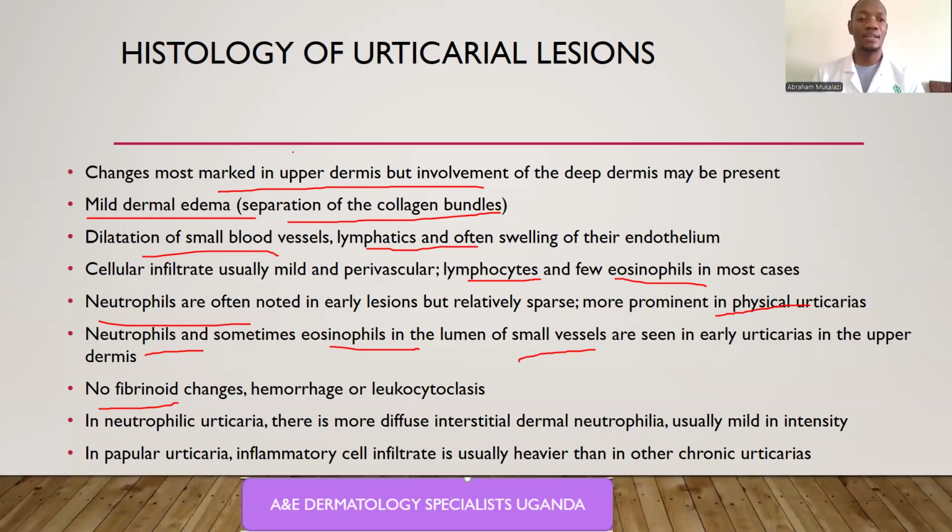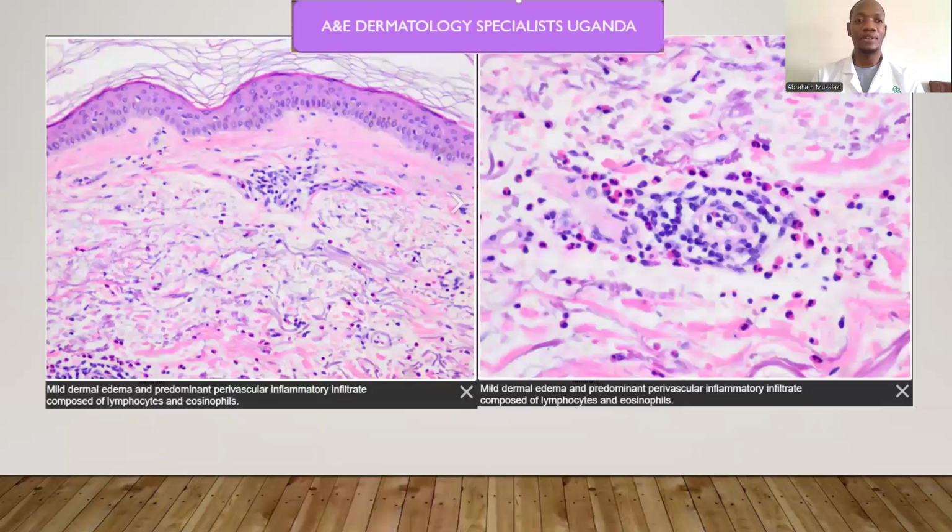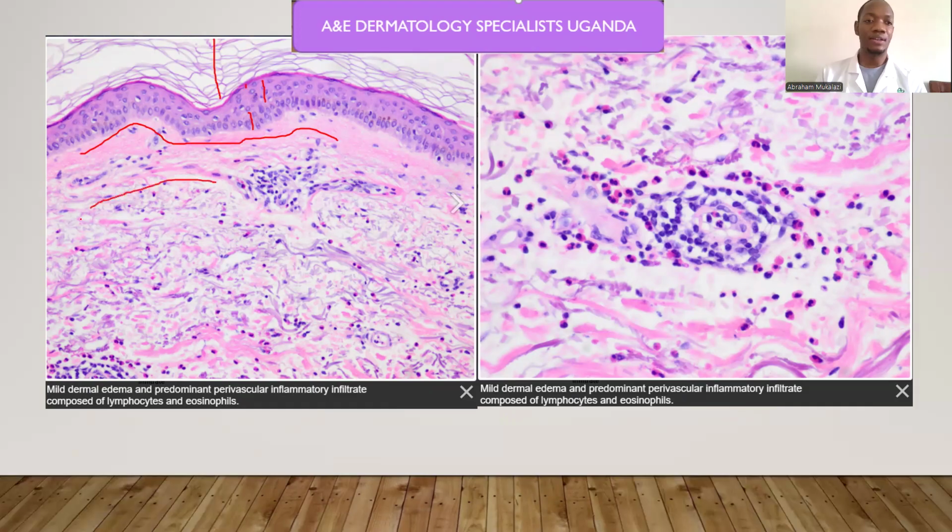So in this picture here, this was a patient with urticaria. We took off a sample, and this is how it will look. If you review the slide from top down, you see that the stratum corneum looks normal. The stratum granulosum is okay. The spinosum is okay. The basal layer is fine. The upper dermis also looks fine. But when you come down here in the lower dermis, you see that there's a lot of space in between the collagen fibers. So that is dermal edema.